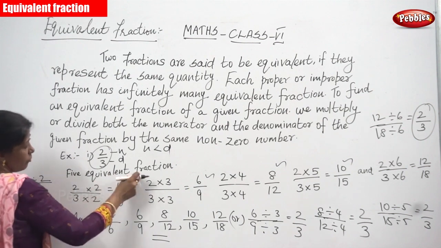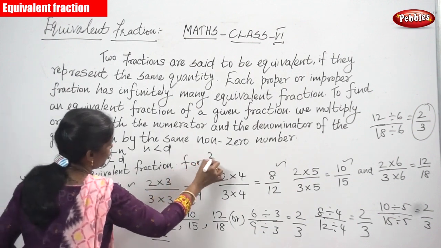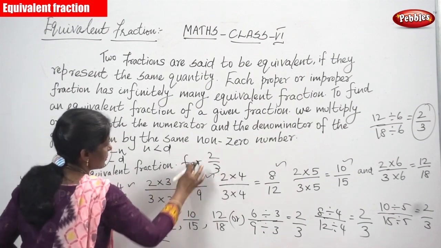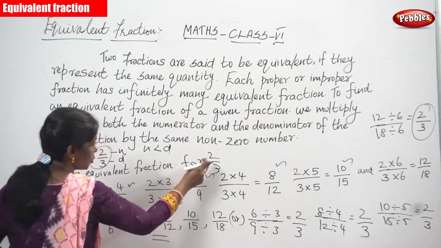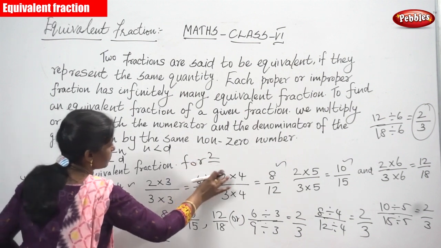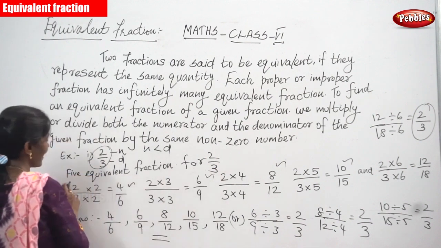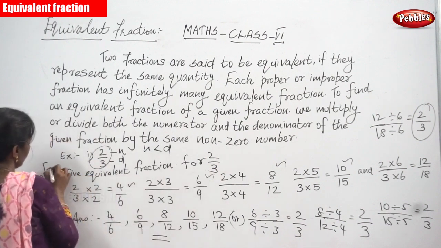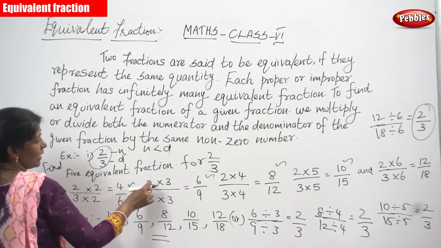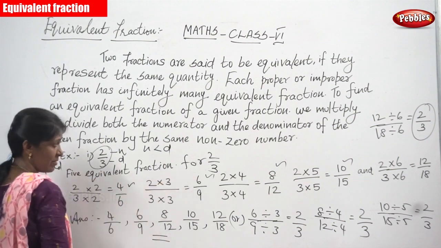Find 5 equivalent fractions for 2 by 3. This is the question given in the book. So 2 by 3 is the question. You have to find 5 equivalent fractions for 2 by 3.